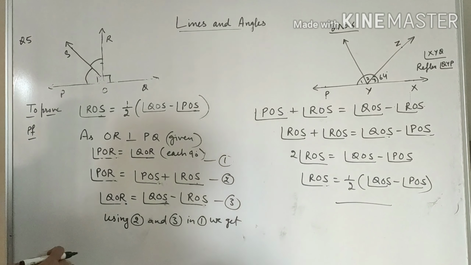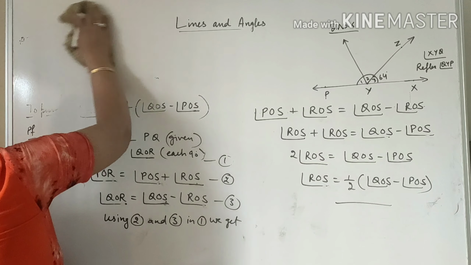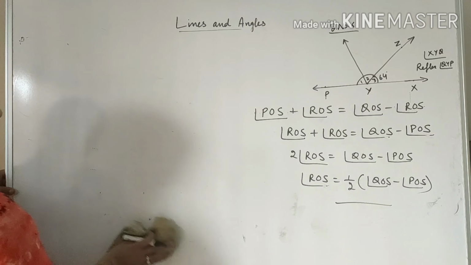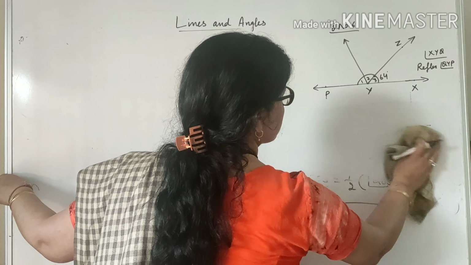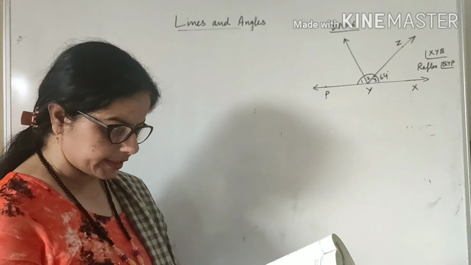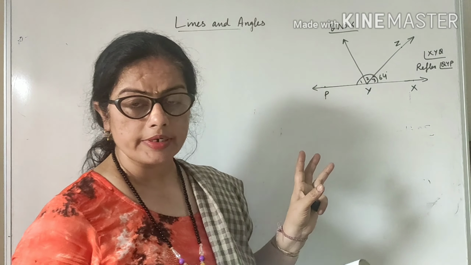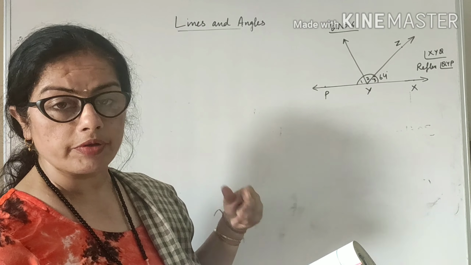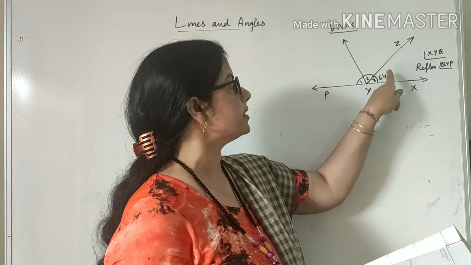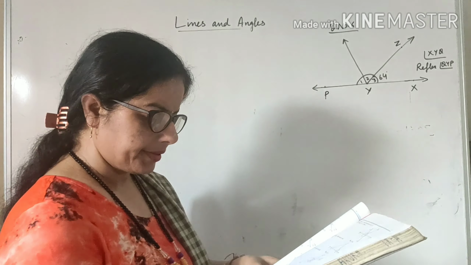Now let us do question number 6. I think it is clear to you. In the 6th question he is saying that there is one angle XYZ and it is of 64 degrees. The figure is not given to you here, we will make it ourselves. It is given that the measure of angle XYZ is 64 and XY is produced to a point P.